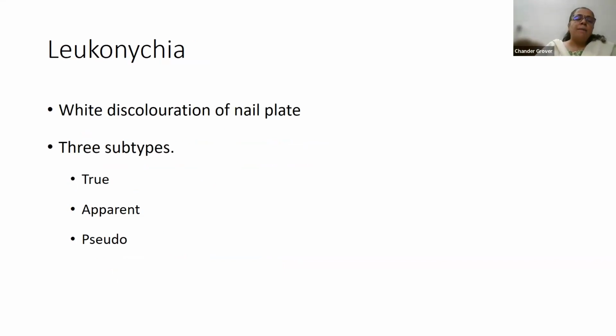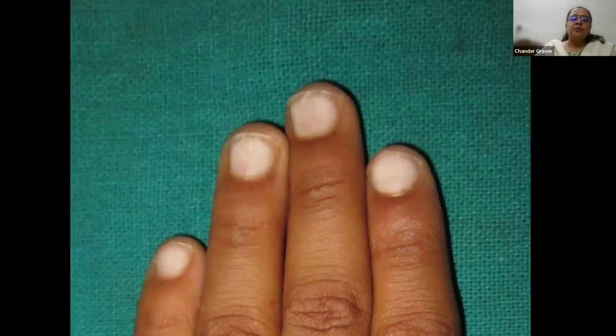Leukonychia is known as the white discoloration of the nail plate. It can be true, apparent, or pseudo. There are 3 ways to get a white nail: true, apparent, and pseudo leukonychia. So the true leukonychia is going to be like this: porcelain white nail, and you press the distal edge, this white does not disappear, it remains white. That's true leukonychia. That is, your manipulation is not going to change it.